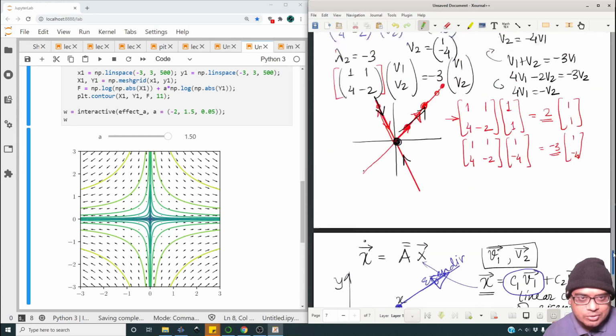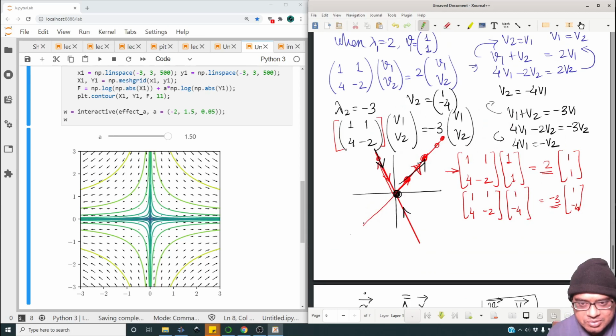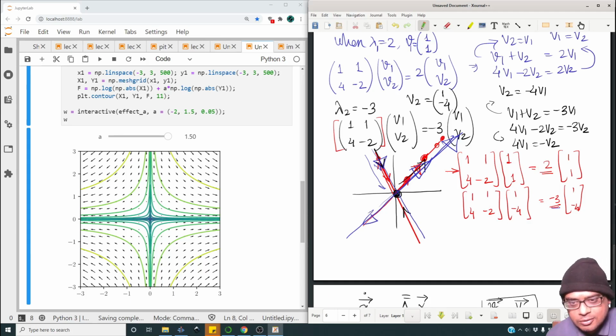In this particular case, this eigen direction had a positive eigenvalue, and thus points on this would continuously move away from the origin, while this eigen direction had a negative eigenvalue, and hence the points would be continuously attracted towards the origin. And now we can sort of reconstruct the trajectories as they would look. They would look something like this.